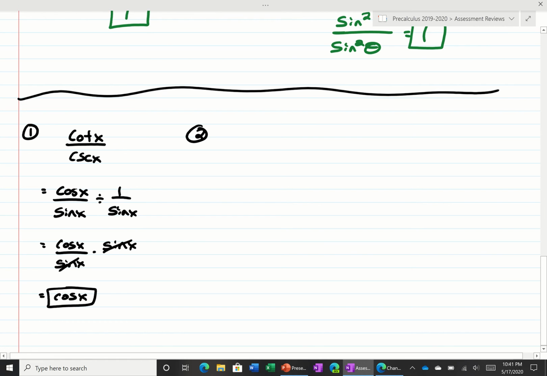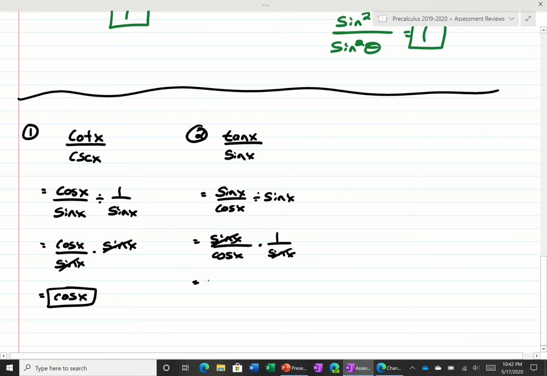For problem number 2, it's tan of x divided by sine of x. So tangent is sine over cosine. Dividing by sine is the same thing as multiplying by the reciprocal. And these cancel, giving us 1 over cosine, which is secant.